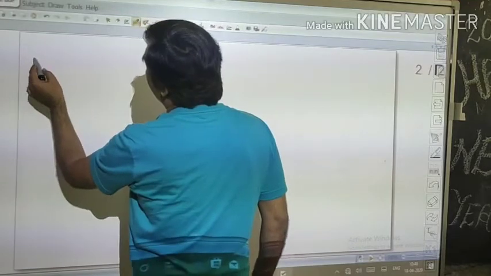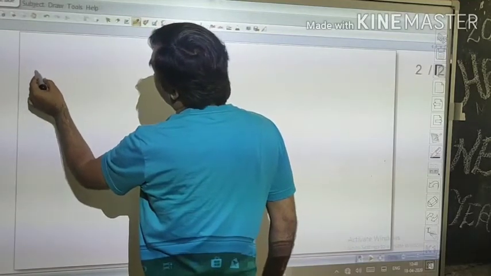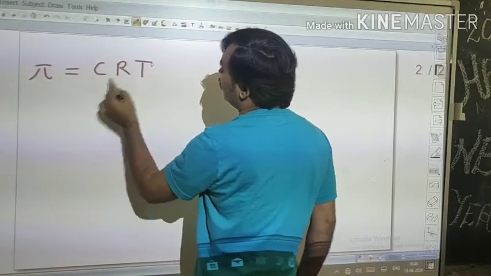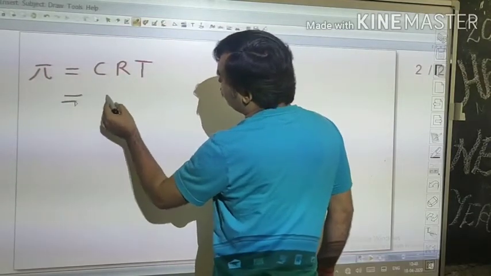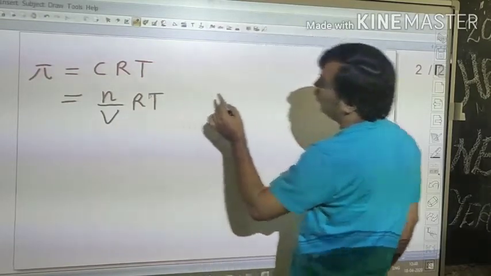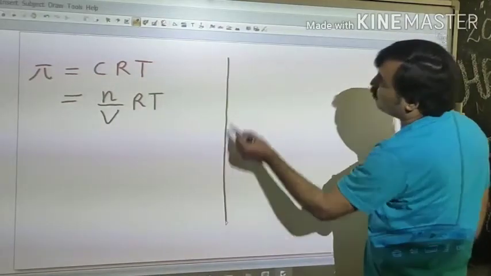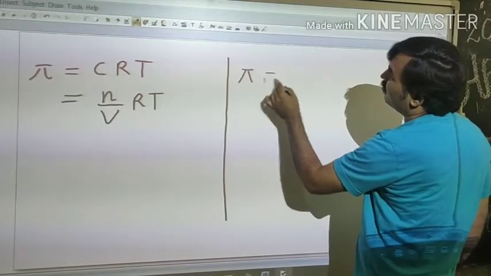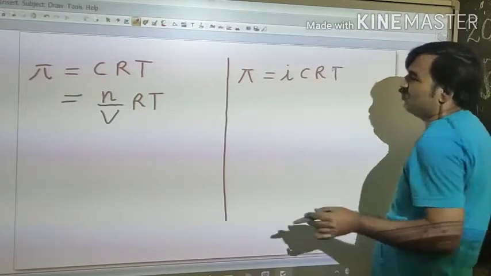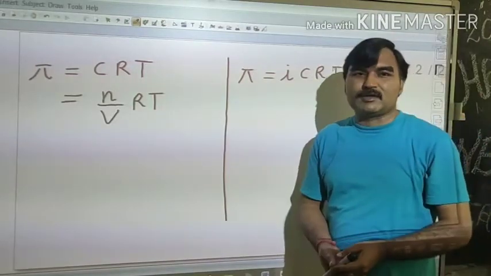And for osmotic pressure, pi is given by C into RT, or n upon V into RT. But for an electrolyte, it will be equal to i into CRT. So we have to add the van 't Hoff factor here.